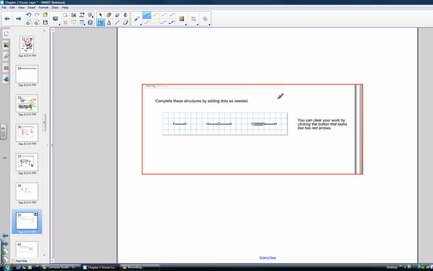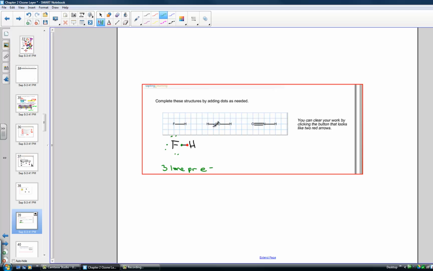Let's complete these structures by adding dots. I have HF, just to get an idea if you can't read it. HF. Hydrogen lives in group 1A. It has 1 valence electron. Let's make it red. Fluorine lives in group 7A. It has 7 valence electrons. So 1, 2, 3, 4, 5, 6, 7. To complete this structure, I need to place 2, 4, 6 dots as 3 lone pairs.